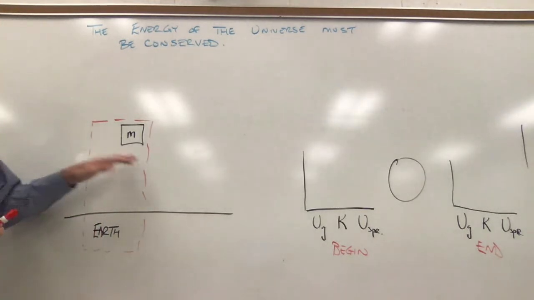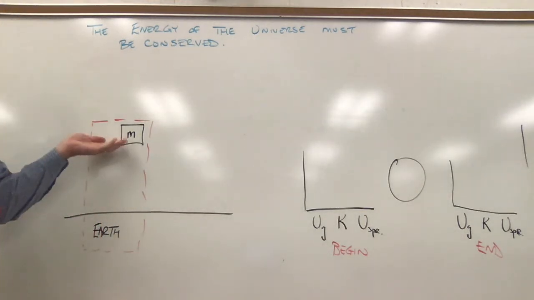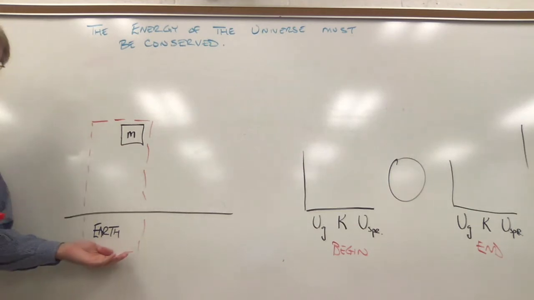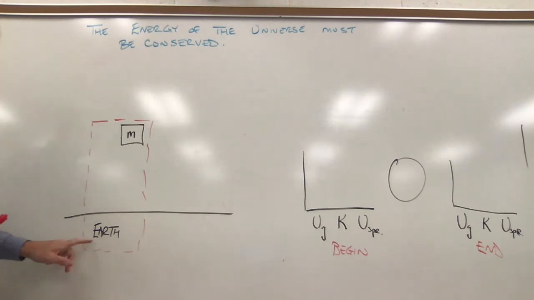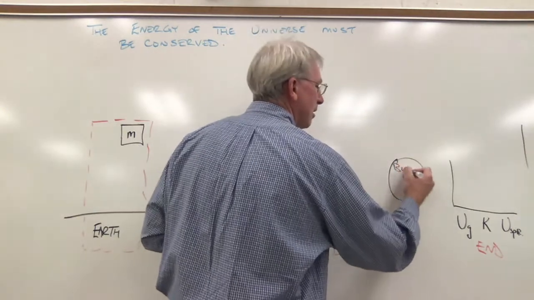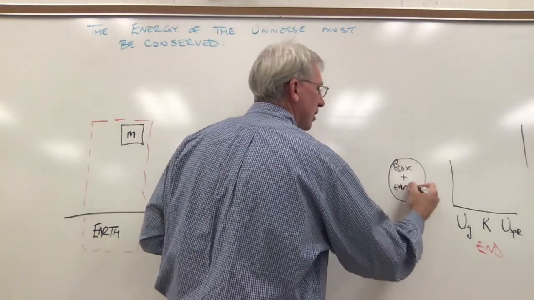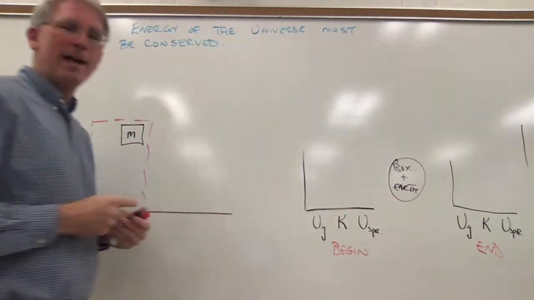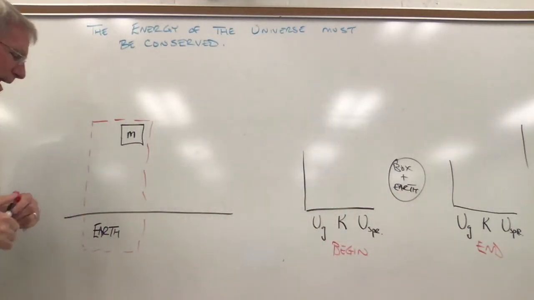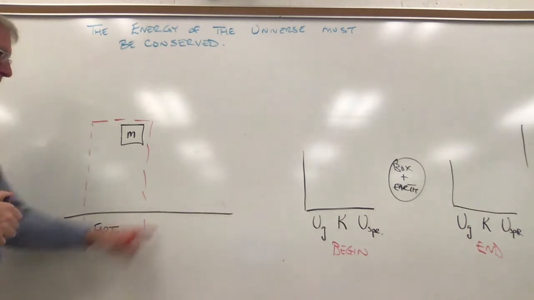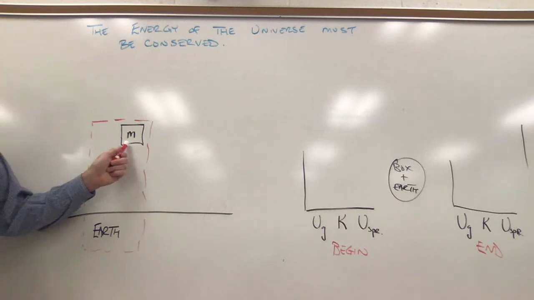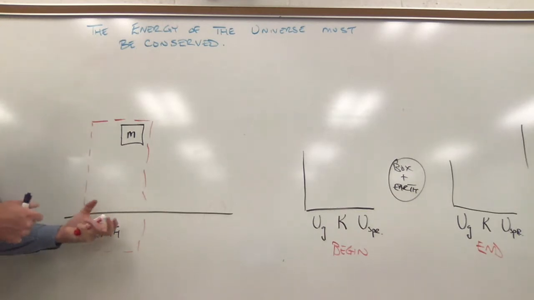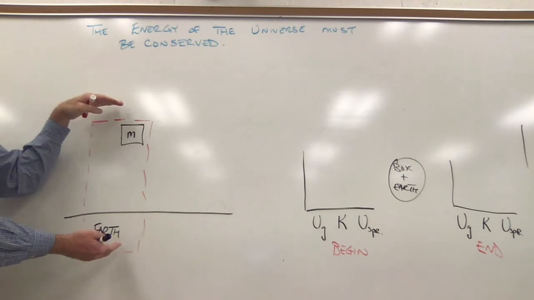So I'm going to start off. I've got a box that is currently floating above the ground, above the earth, and I'm going to draw my system. I drew a dotted line here that includes both the earth and the box. So my system is box plus earth. That's my system. And right now, my system contains potential energy because the earth is pulling on the box and the earth's pull is inside the system, right?